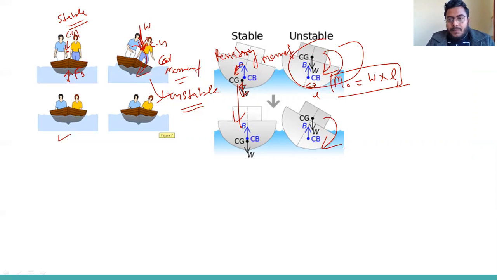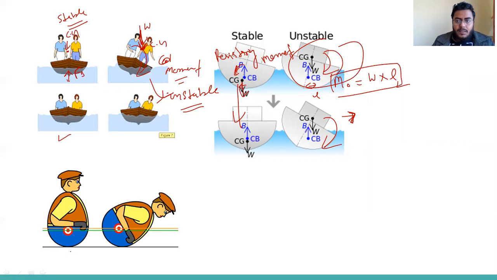So for these types of ships, we keep some limiting weight that we can carry. We cannot carry a heavy weight, because it should be designed for a certain limited weight.